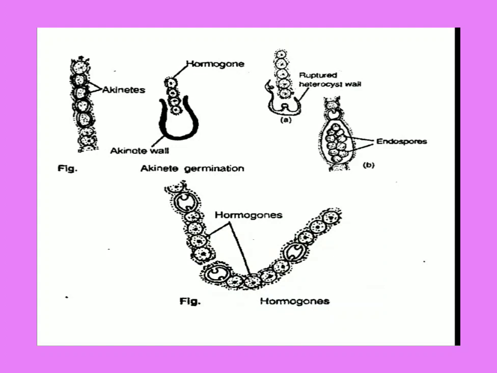Okay, this is the figure of hormogonia. Here are the akinetes, here are the hormogonia. Okay, here are the heterocysts and here are the endospores.